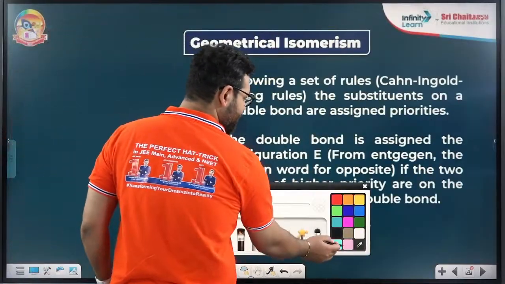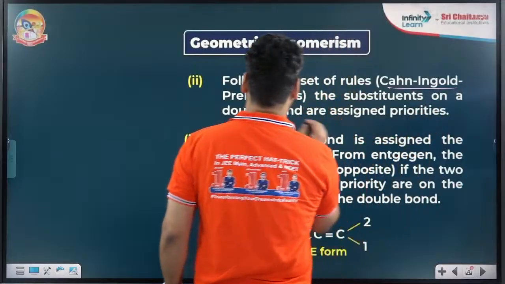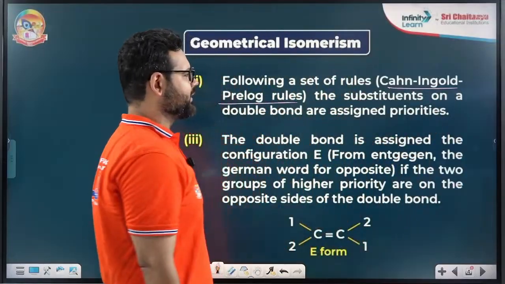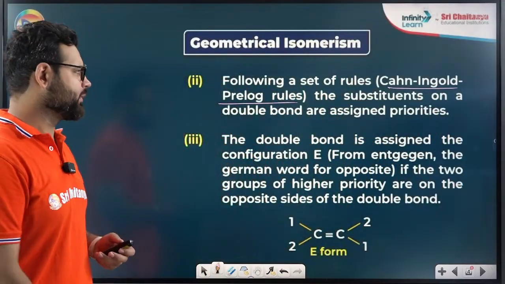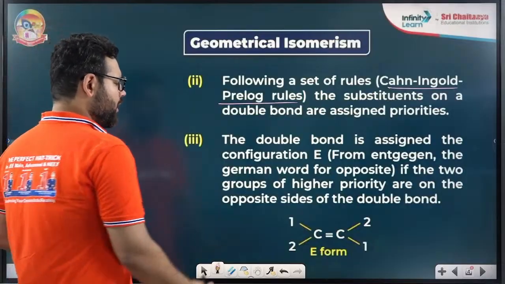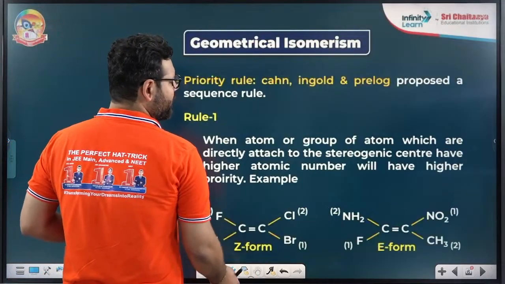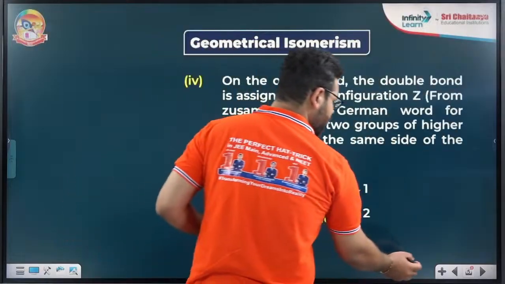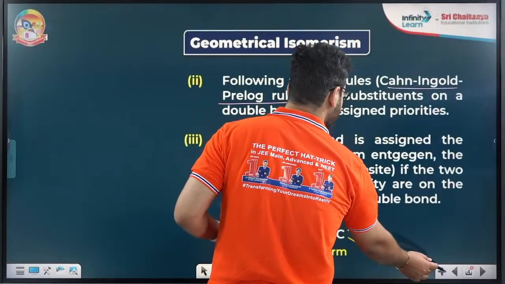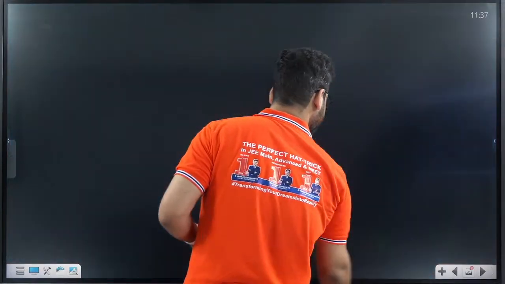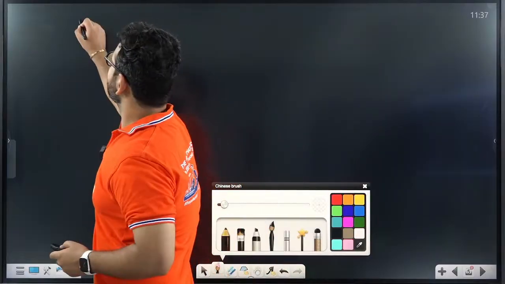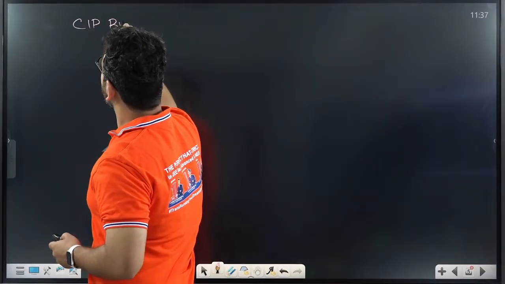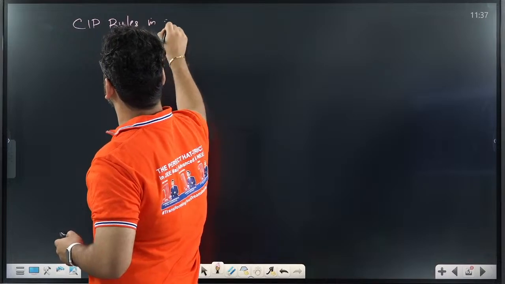So the name is CIP rules, Cahn-Ingold-Prelog rule. No need to write anything like this here. Just need to practice a few examples. Now, how to decide the rules? I'll just tell you the rules in a short form. You can just write them as it is. CIP rules in short.